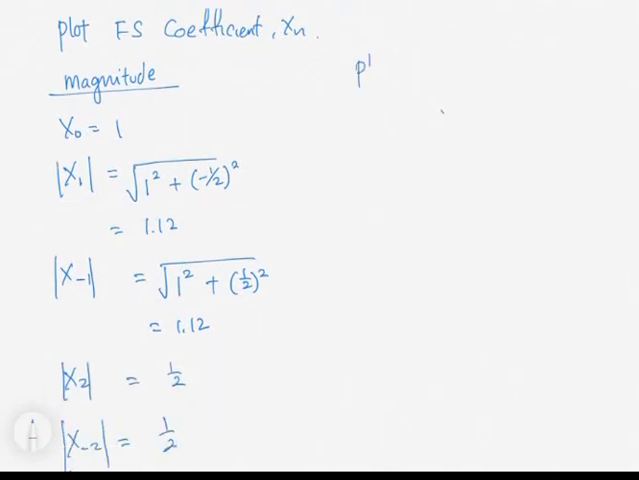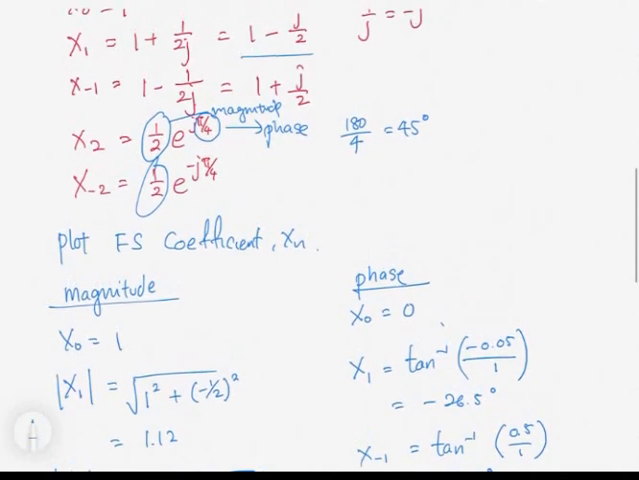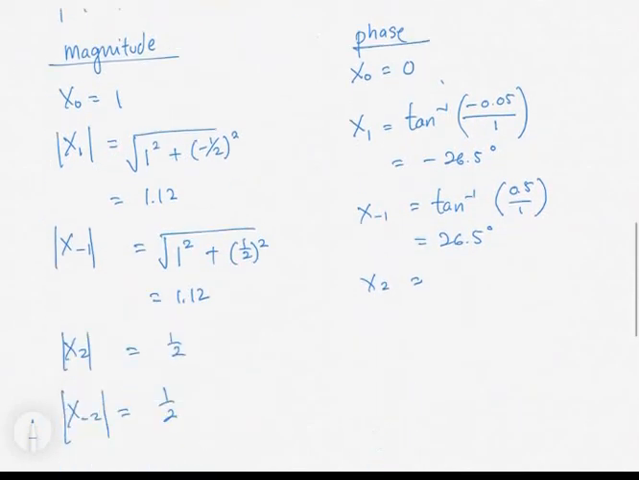Then what about the phase? For the phase, x0 is a real number, so there is no phase. For x1, you take the inverse tangent of b over a, which is negative 0.5 over 1, so you get negative 26.5 degrees. For x minus 1, you get the inverse tangent of 0.5, so you get 26.5 degrees. For x2, as I told you just now, you get positive 45, and for x negative 2, you get negative 45.